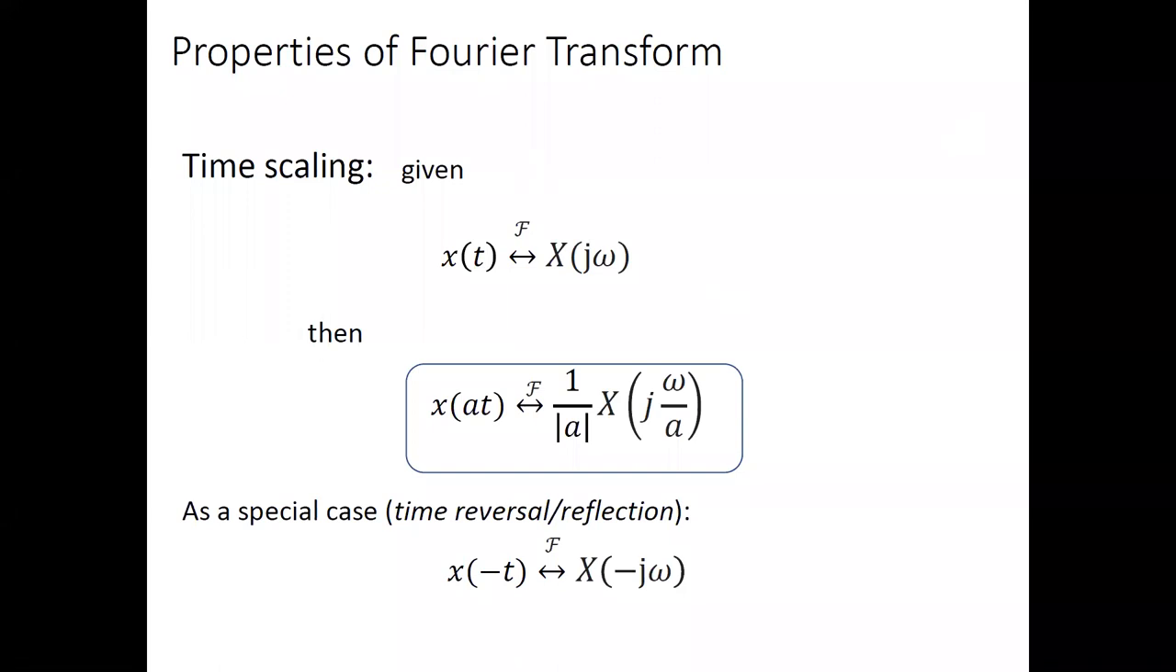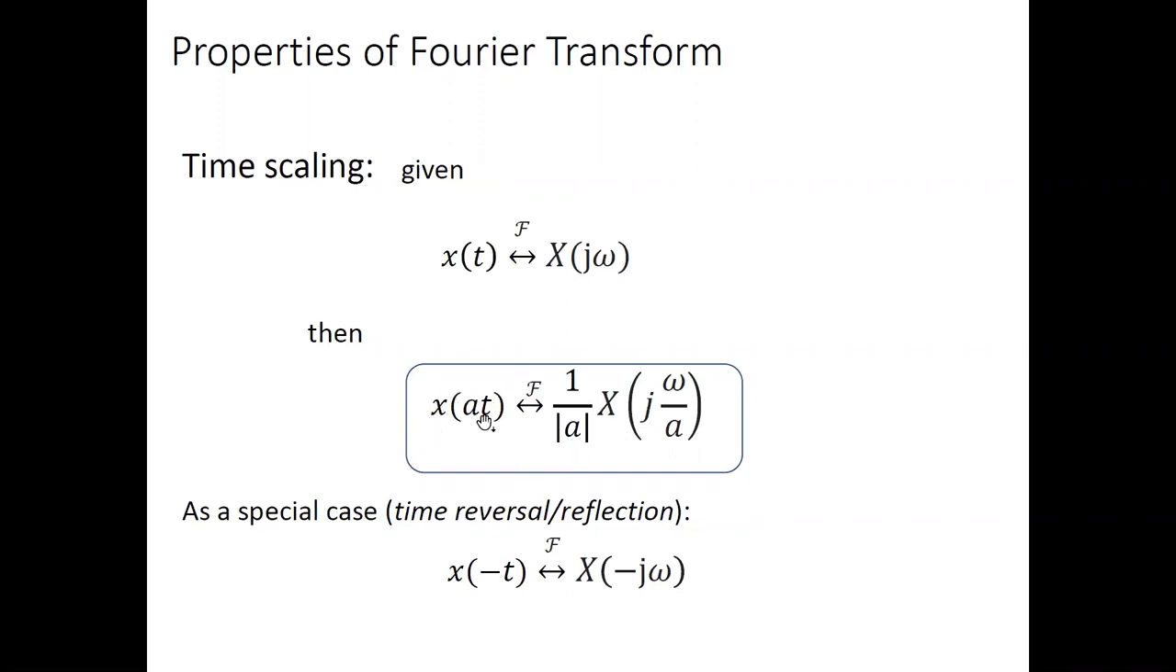We have a continuous time signal x of t whose Fourier transform is capital X of j omega. We know that time scaling is to change t to at. In chapter one, we learned that if we consider a positive number a larger than one, then we are compressing that signal over time. Otherwise, when a is between 0 and 1, we are expanding that signal over time. But here, the time scaling property can be more generalized for all the non-zero a's, which can be either positive or negative. And the same property applies.